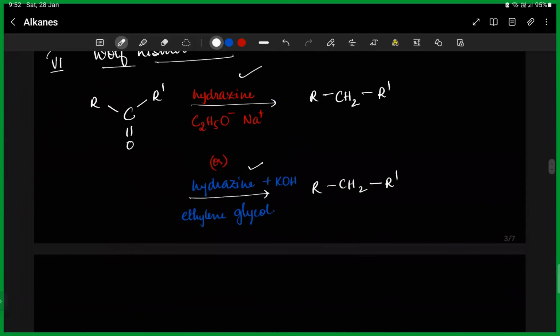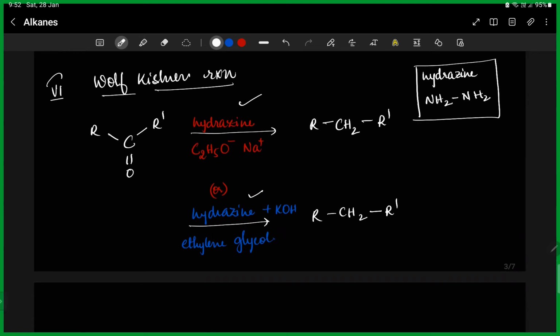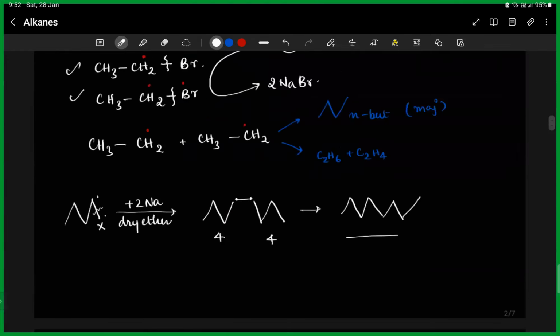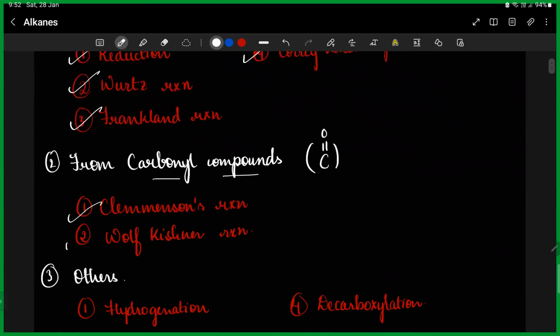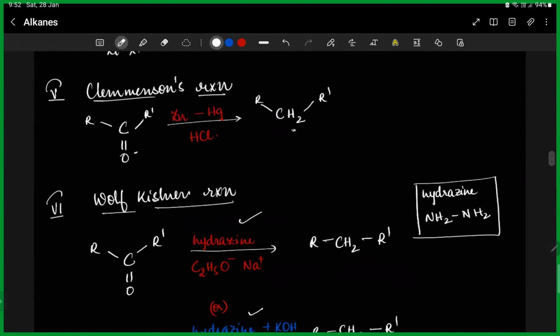So you can use hydrazine. What is hydrazine? Important, right? Hydrazine, which is NH2NH2, N2H4. Wherever you see N2H4 or NH2NH2, it represents hydrazine. Okay, so this is the Wolff-Kishner reaction. And with this, we have completed both from carbonyl compounds. So we have some other reactions.